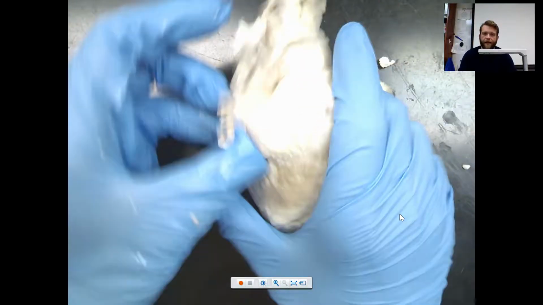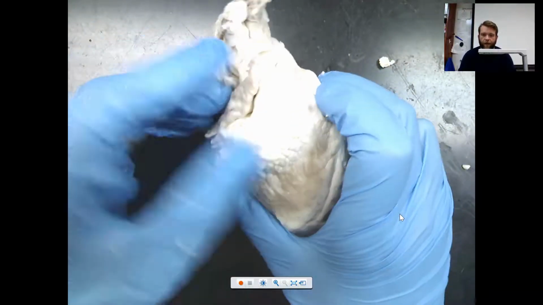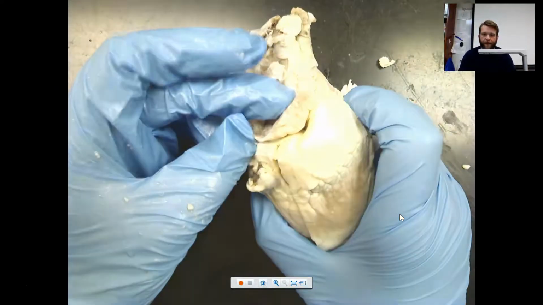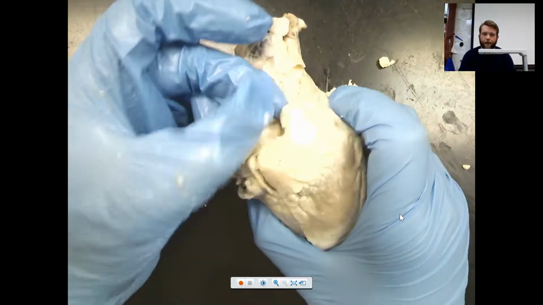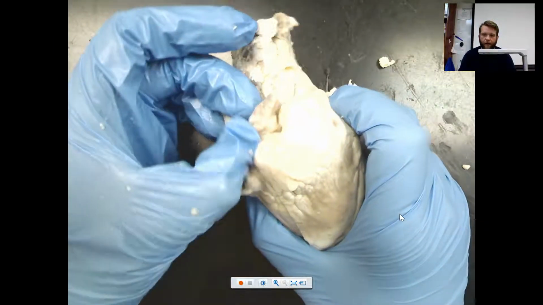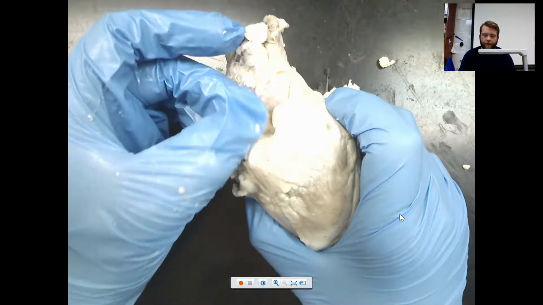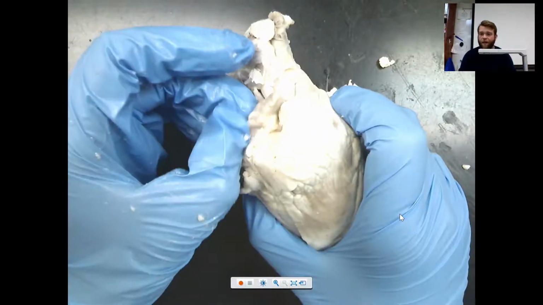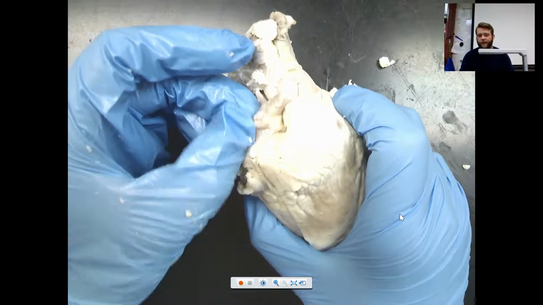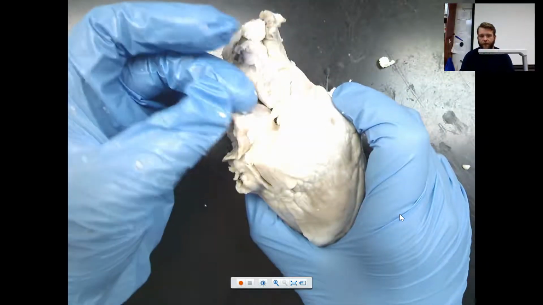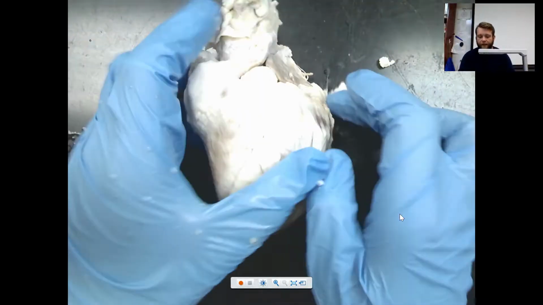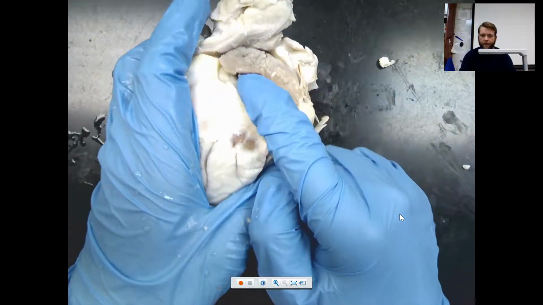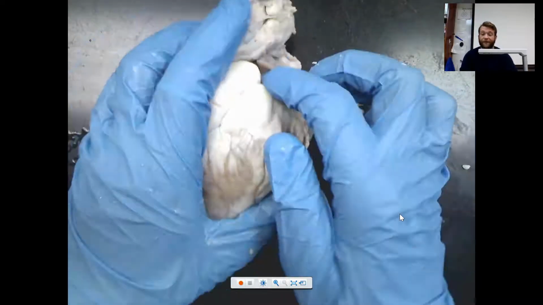If we look on the side here, one of the features you were supposed to identify was the auricles. This flap right here is part of the auricle of our right atrium. Auricle, AU, is like aural, which means ear. These auricles are like the ears of your atria, and they expand when your heart pumps blood and sends it through. And this is the other auricle on the other side of the atria.